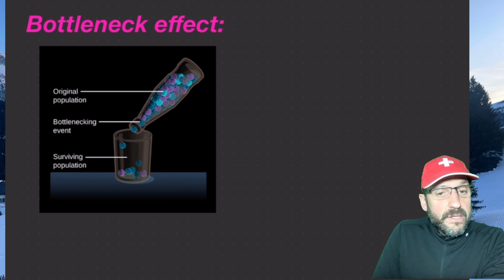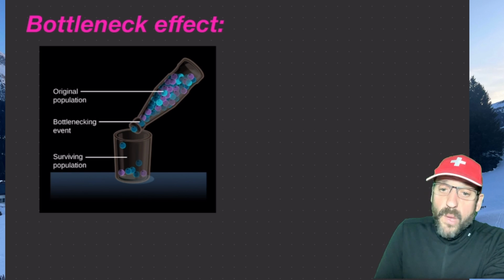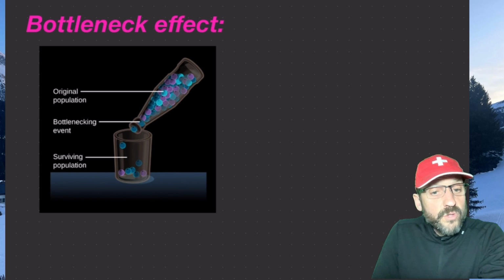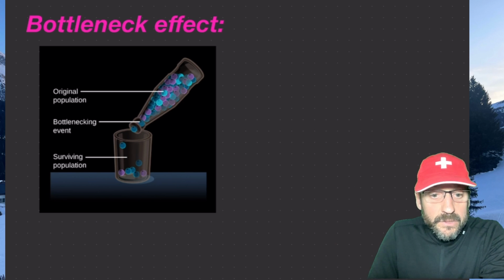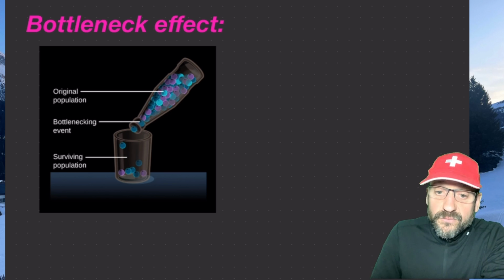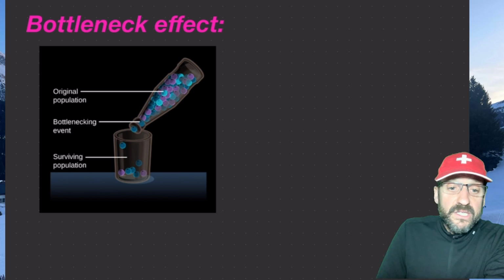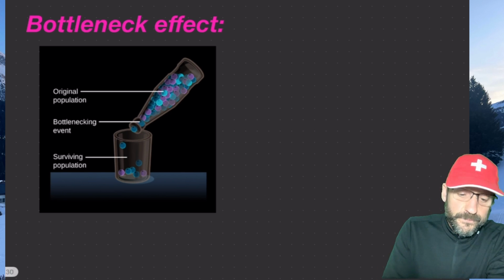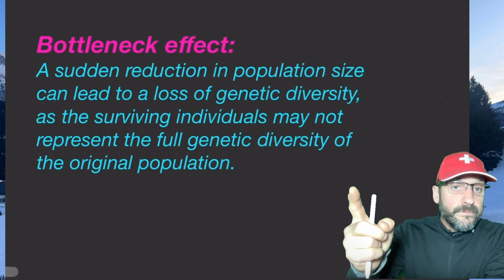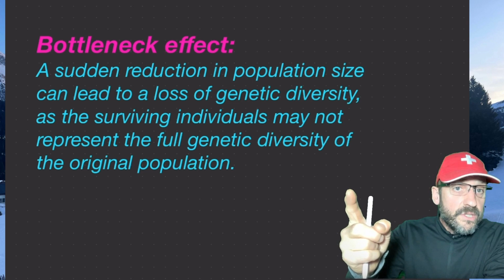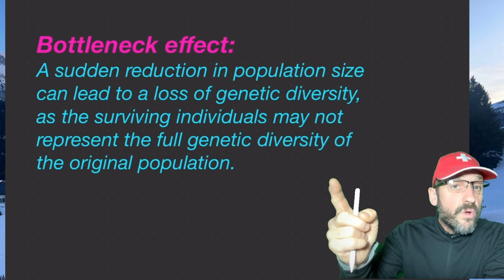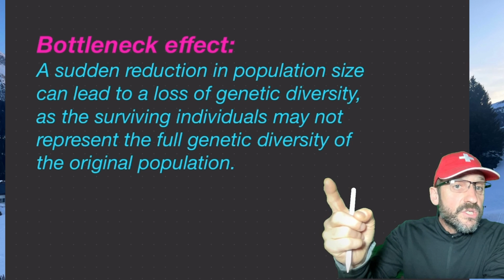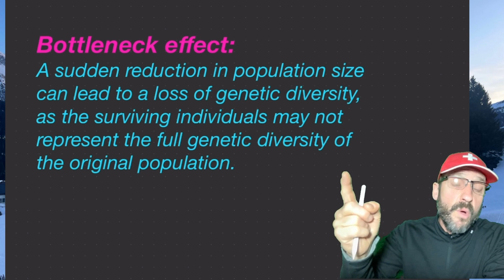The key is that the disaster kills randomly, not based on who is stronger or more cold tolerant, or whatever have you. Genetic drift can lead to loss of genetic variation. Some alleles may become fixed and present in all individuals, while others can be eliminated from the population entirely. The bottleneck effect is when a sudden reduction in population size can lead to a loss of genetic diversity, as the surviving individuals may not represent the full genetic diversity of the original population anymore.